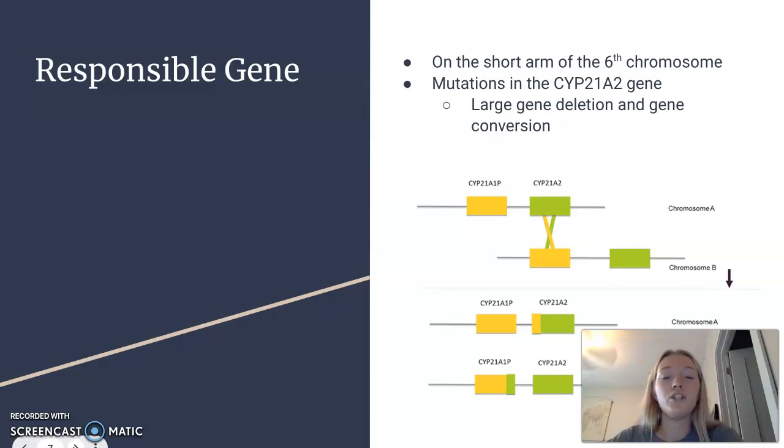So the responsible gene for CAH is on the short arm of the 6th chromosome, and the main mutations are large gene deletion and gene conversion. And this gene is the CYP21A2 gene. In this image that I provided, it depicts what gene conversion could look like. Here, the CYP21A2 gene is converting with another gene, and therefore it gets mutated and a wild type is developed.